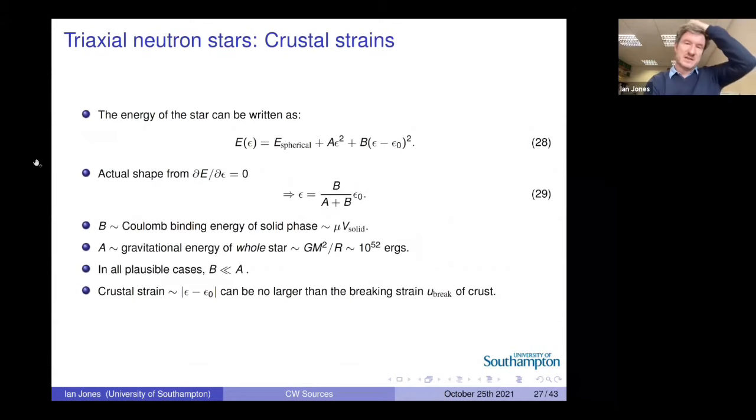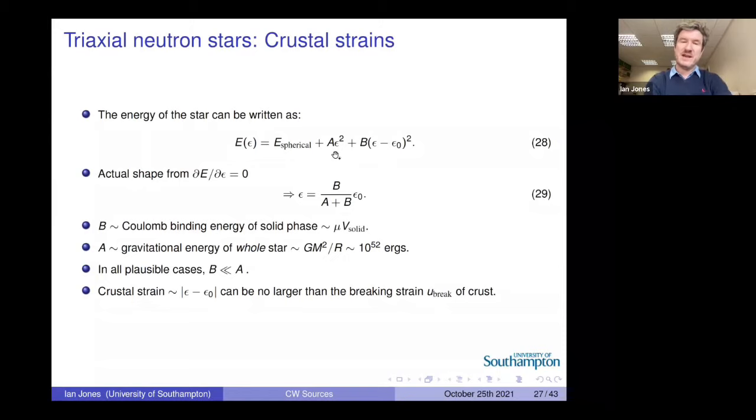And that's the thing that we need to try and understand to get an idea of how large these mountains might be. So there's a simple argument that you can do by writing down the energy of our neutron star as a function of its ellipticity epsilon. That's what we've got here in equation 28. So we're saying that this energy is what? This is a perturbative expansion. It would be the energy the star would have if it were perfectly spherical, plus two extra pieces.